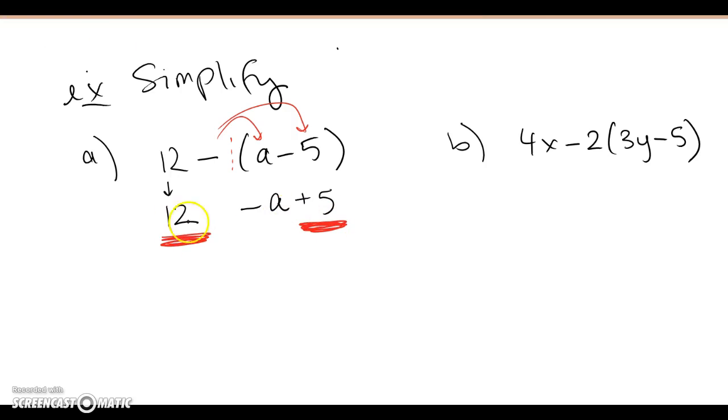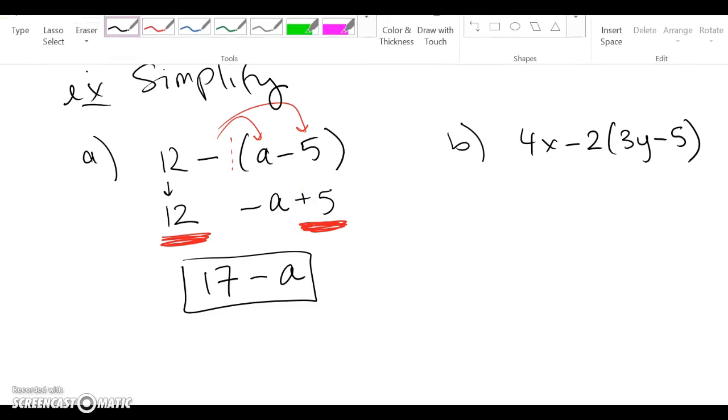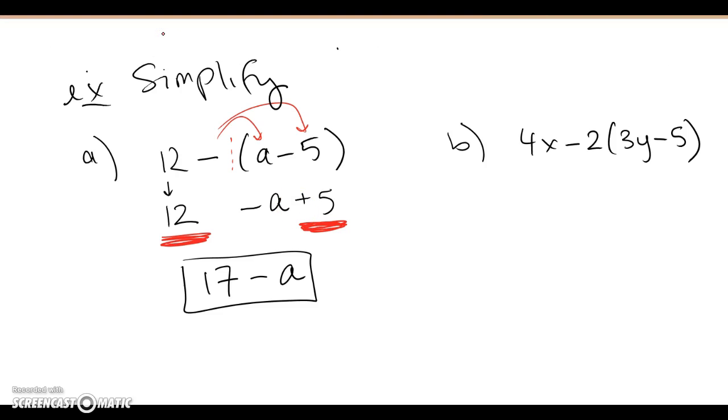So that's going to give me 12 and 5, 17, and then plop down the minus a. These guys don't both contain an a, they're not like terms. That's all I can do. So I distribute it first, and then I combine things that I could actually combine. Let's go to part B.